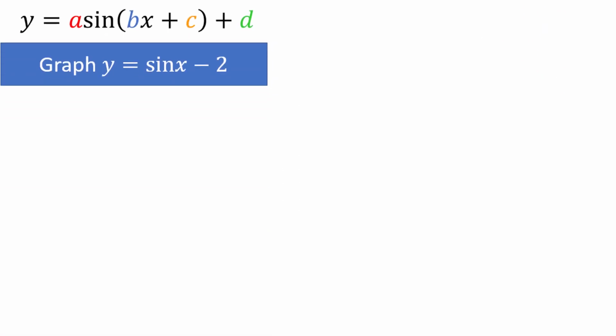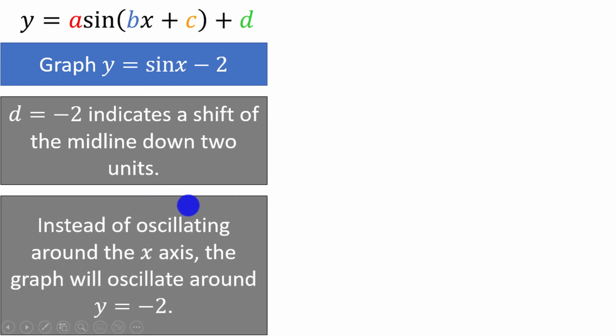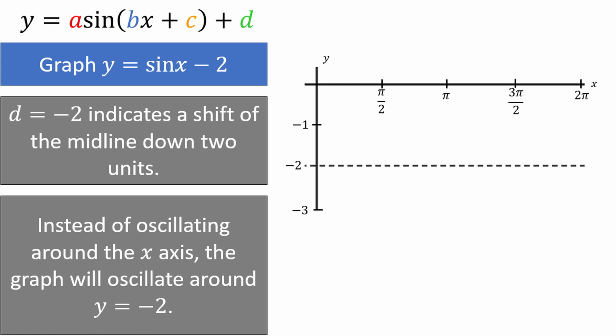Let's try another one. Let's say we are asked to graph y equals sine of x minus 2. In this case, we have a value for d, specifically -2. d equals -2 indicates a shift of the midline down 2 units. That means instead of oscillating around the x-axis, the graph will instead oscillate around y equals -2. Let's draw the graph. I typically draw the midline as a dotted line if it's not the x-axis, so that's why I have y equals -2 drawn as a dotted line.